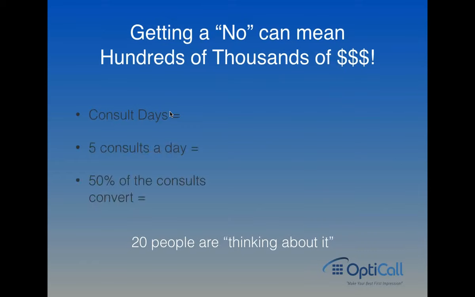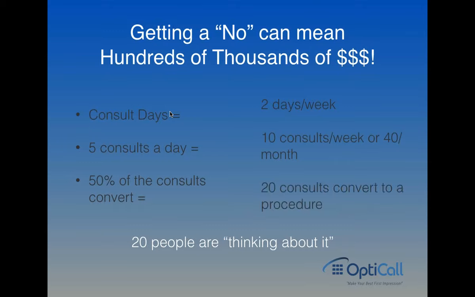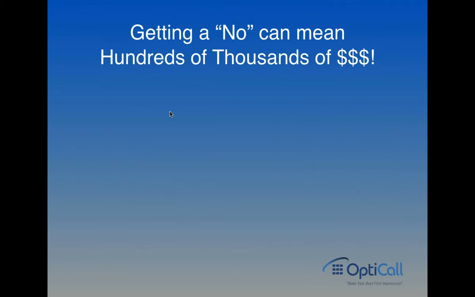If we do just this simple scenario, let's say a practice does 2 consult days a week. They do 5 consults a day, which means 10 consults a week or 40 consults a month. And only half of those convert to an appointment or a procedure. Now, a lot of practices are much better than that, but let's say only half, so 20 convert. That means there are still 20 people that are thinking about having the procedure done. Now, what does this mean for our practices?